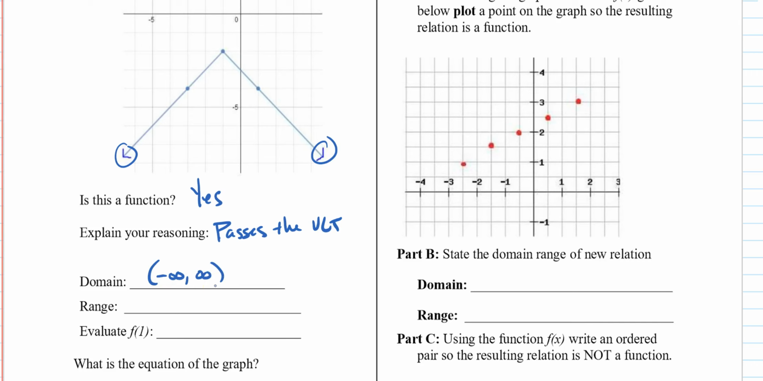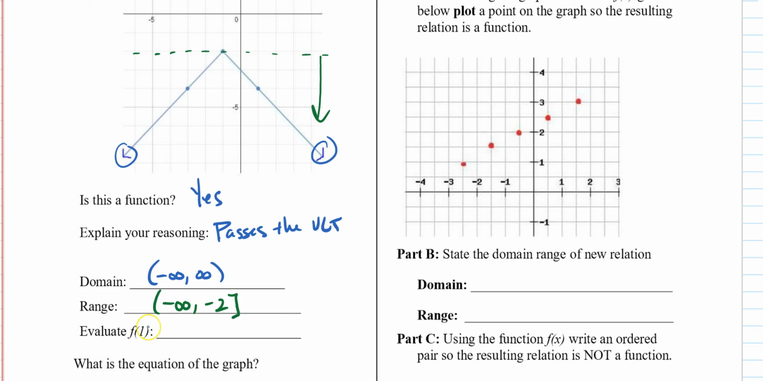And my range are the possible y values. Well, I can only go up to there, but I can go down forever. So I go from -infinity, that's my lowest number, all the way up to, looks like -2 with a bracket. Remember, if we count the number, it's a bracket. If we don't count it, it's a parentheses.